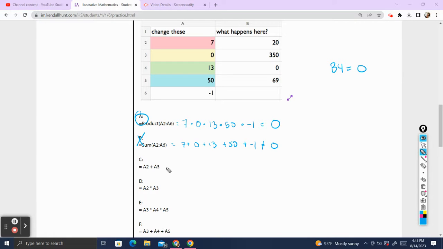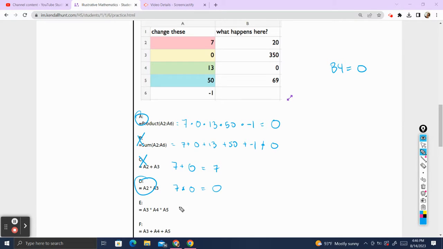C says A2 plus A3. A2 is 7, plus A3 is 0, which gets us 7. So that can't be a correct answer. D says A2, which again is 7, times A3, which is 0, which gives us 0, and that's our B4 value. So that's another correct answer.